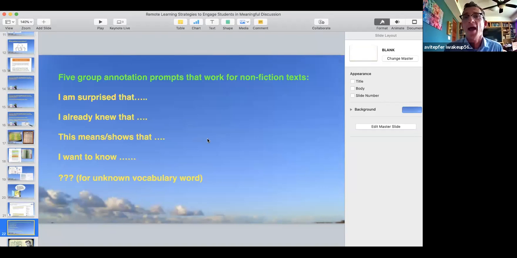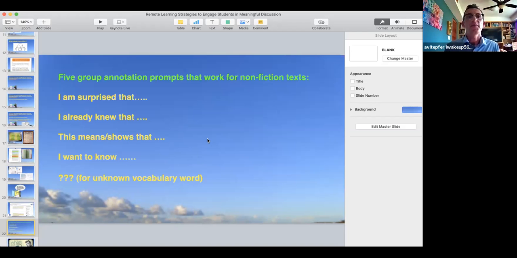Okay, so I'm going to be sending you to your articles soon, and we're going to make some comments in this same way. I'm going to have you read your individual articles. I have 4 groups, and I'm going to ask you to use these prompts to make comments. Okay, I want to look at each one of these because each one has a special purpose. These are 5 group annotation prompts that work for nonfiction texts. Okay, the first one is, I am surprised that. So this sentence starter allows students to share maybe the most exciting idea that they found in the text, the thing that really popped out to them as most interesting.